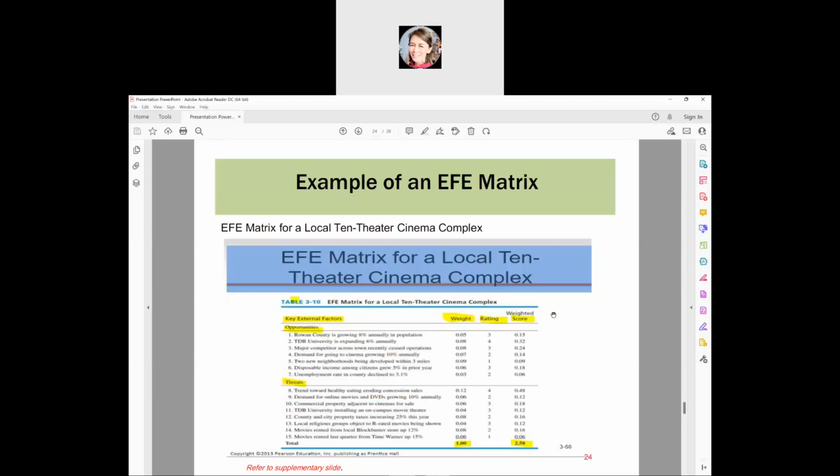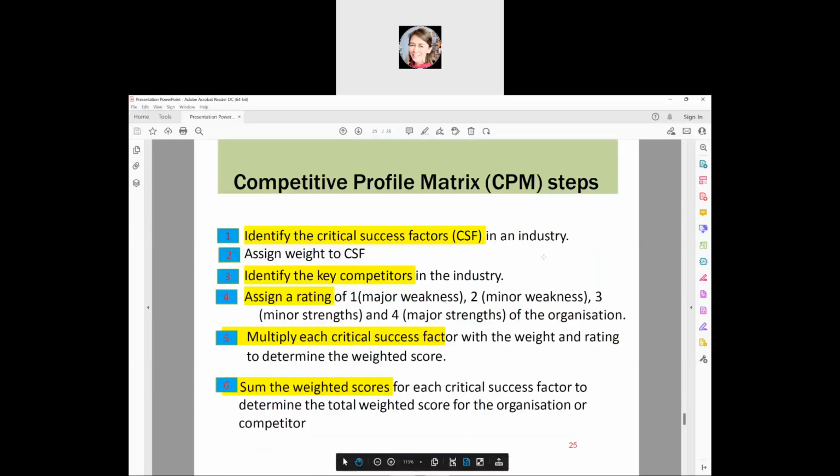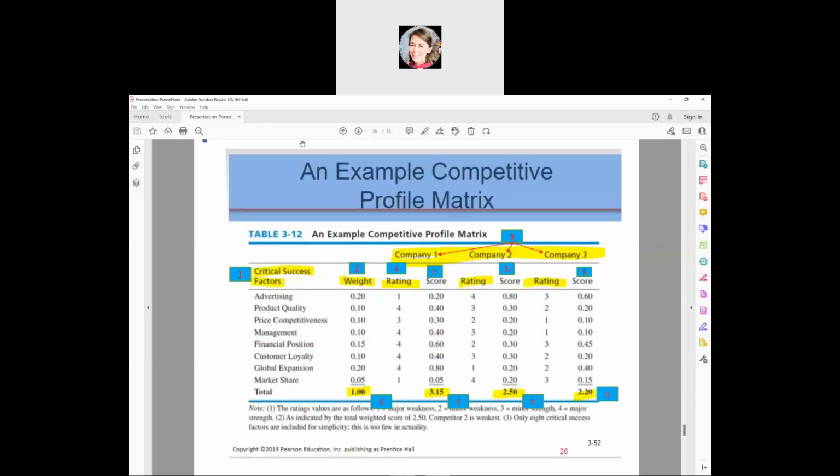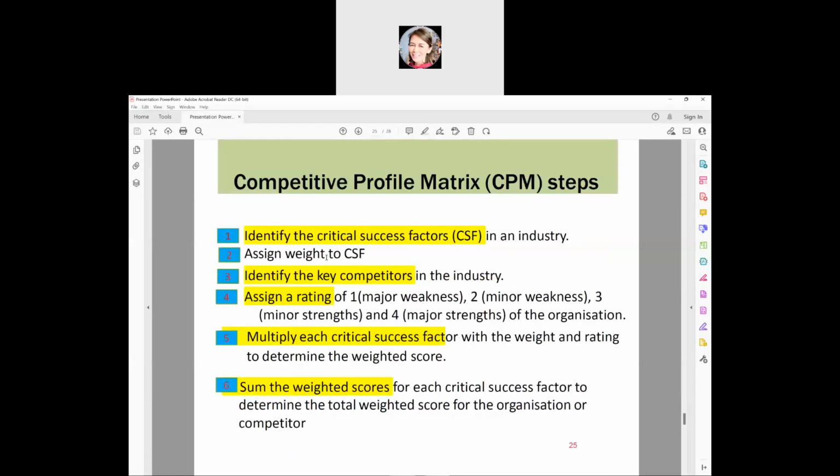Now, this is an example of an EFE matrix. At the end, this is how it looks like, and the next slide is on the comparative profile matrix or CPM. So CPM, this is what it looks like. Basically, CPM is a strategic analysis as well. It allows a firm to compare its organization to competitors in such a way that it reveals the strengths and weaknesses.